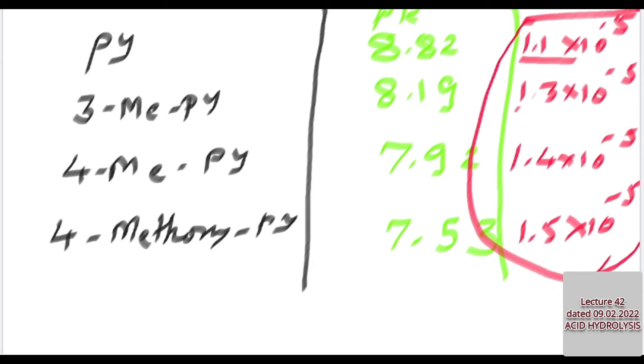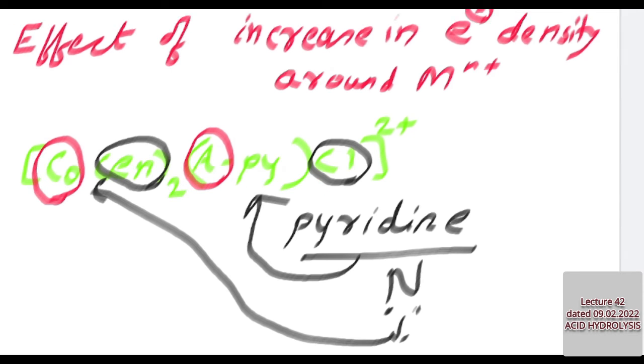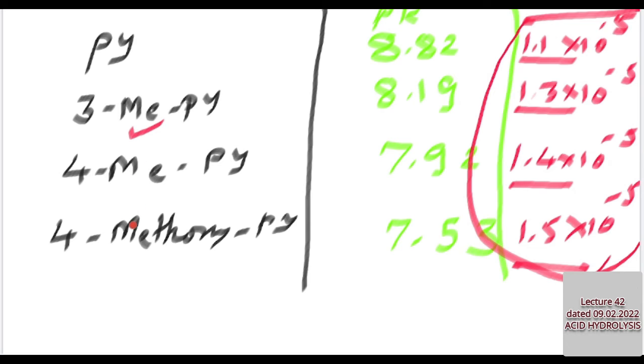See here 1.1, 1.3, 1.4, 1.5. Everywhere 10 raised to minus 5 is there. Are rates increasing or decreasing? Increasing. Yes, rates are increasing. Rates are increasing because electron density around this metal ion is increasing. And that electron density is increasing because the substituent on the pyridine is different, and those are electron releasing substituents. Here the methyl group is electron releasing. Of course, at what position it is linked also matters.